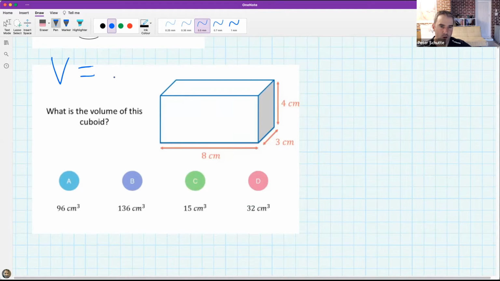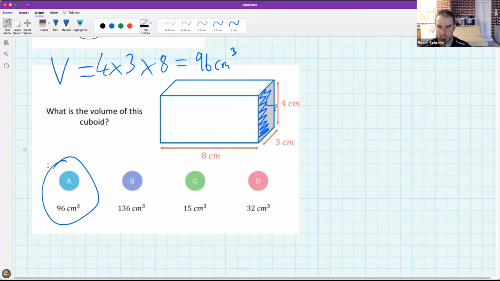So we need the area of the base, and the base here, you could think of it as this bit here, or you could think of the bottom part. But 4 times 3 and then times 8 should give you your answer in centimeters cubed. So it should be 96 centimeters cubed, and that would be A.